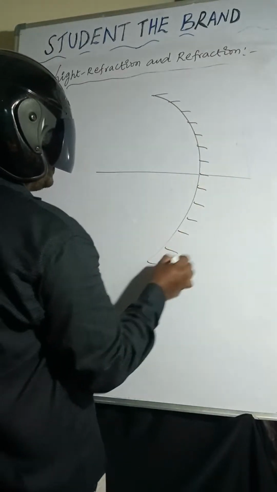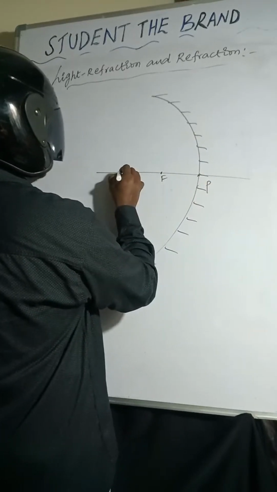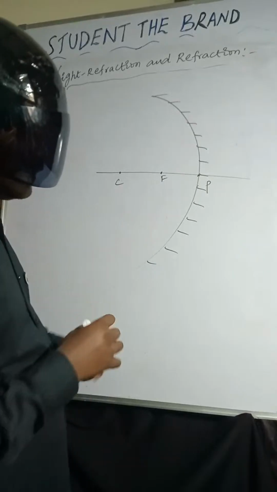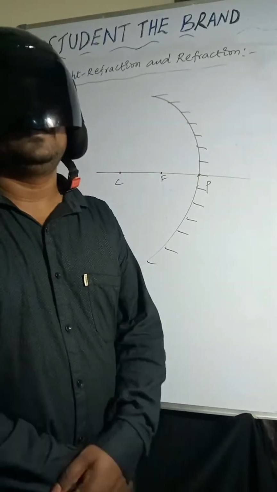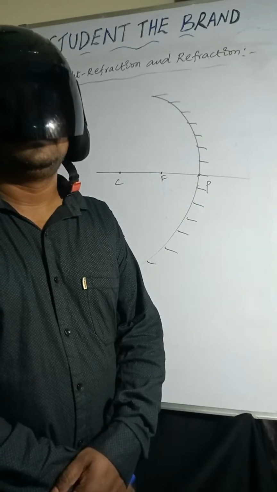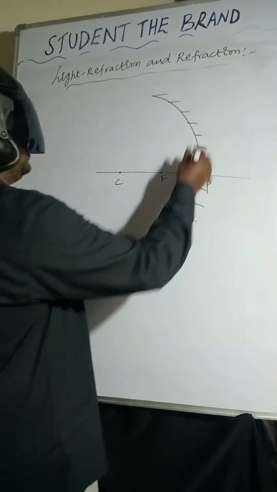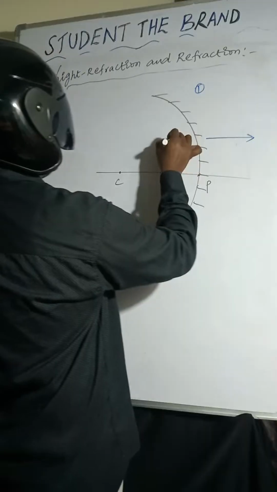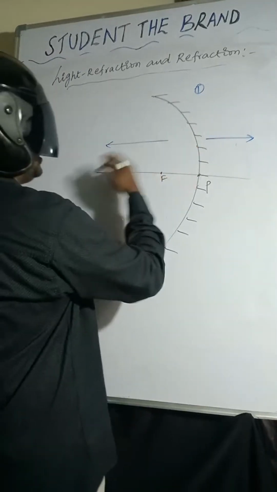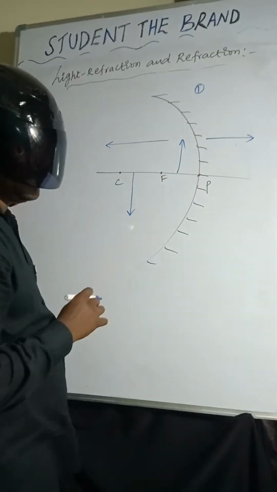So here, pole, focus, and center of curvature. Now you can observe. All measurements will be taken from the pole. In the direction of incident rays, all are positive. Opposite to incident rays, all are negative. Above the principal axis positive. Below the principal axis negative.